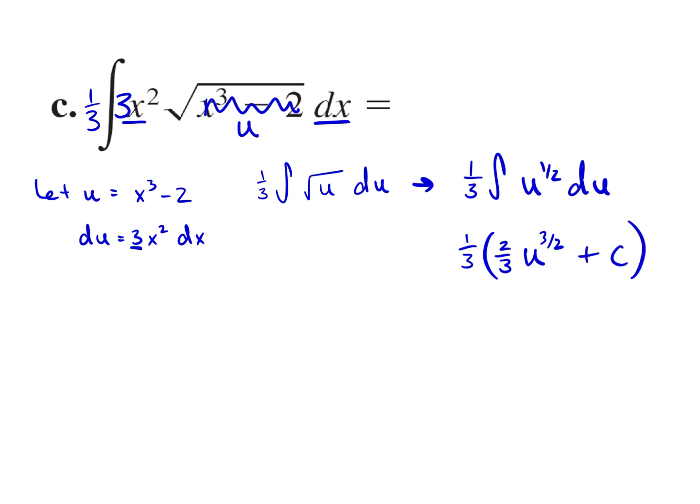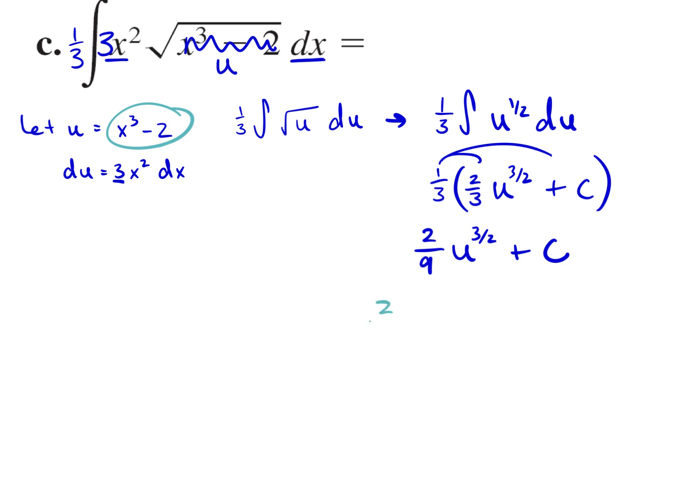What would we do next? We can distribute the 1/3. So this would be 2/9 times u to the 3/2 power plus c. Again, we wouldn't put the 1/3 in front of the c because c is just our constant. And then what? We're going to plug in x cubed minus 2 into the u. So 2/9 times x cubed minus 2 to the 3/2 power plus c.